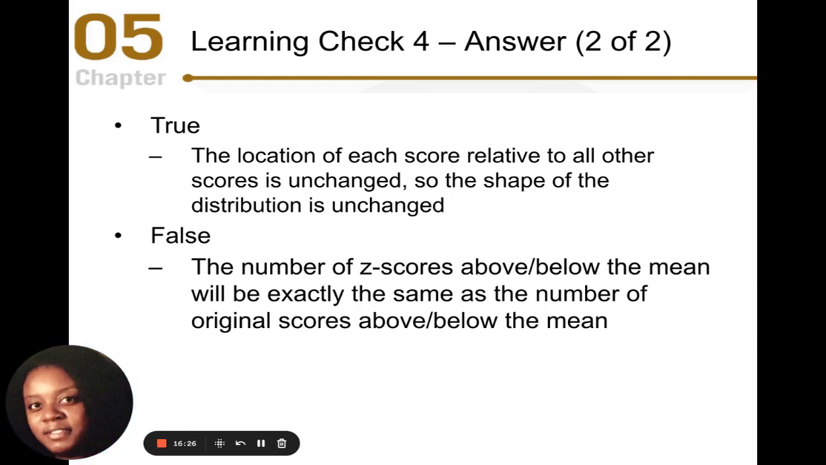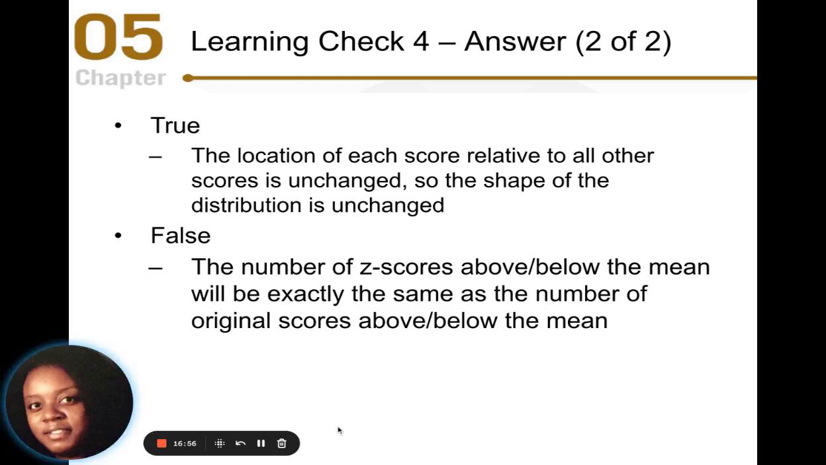And for our first choice, it's going to be true. When we have the location of a score relative to all the other scores, it's going to be unchanged. So the shape of the distribution will not change. So that is indeed true. For the second question, the number of z-scores which are above or below the mean will be exactly the same as the number of original scores that are above or below the mean. So that wouldn't change.